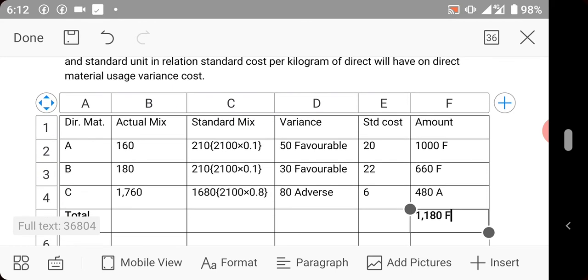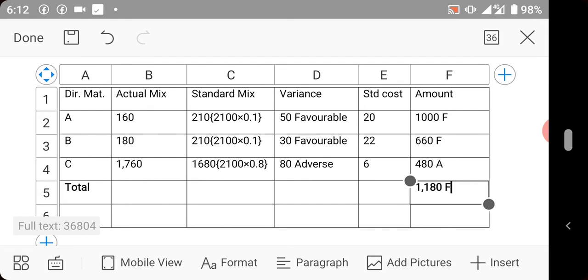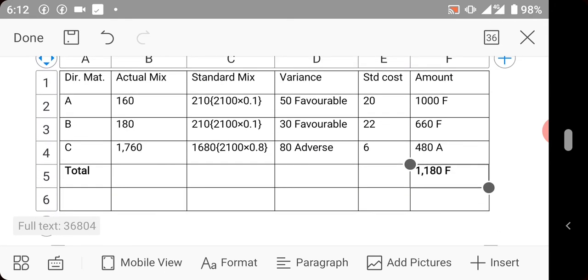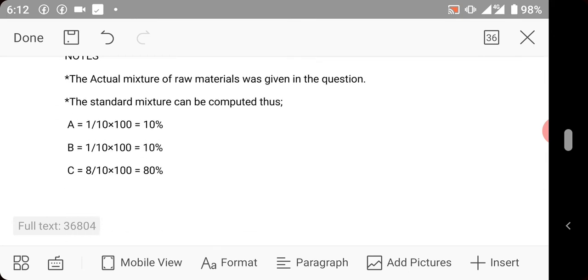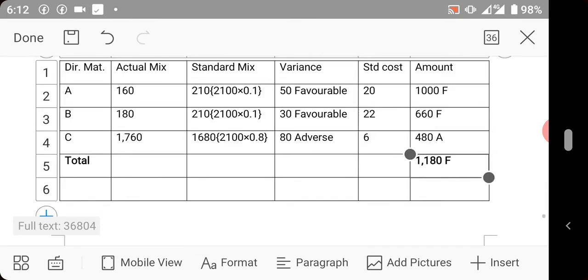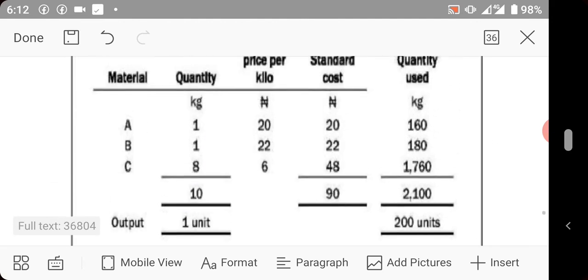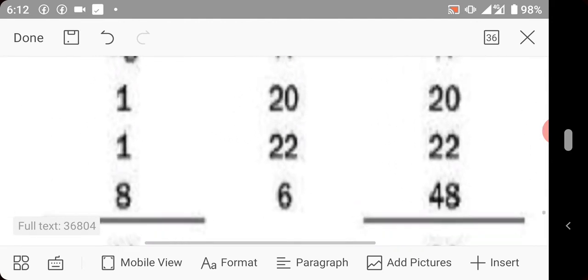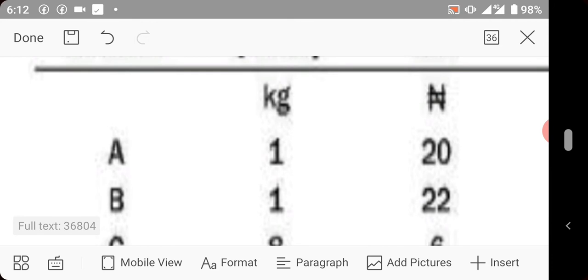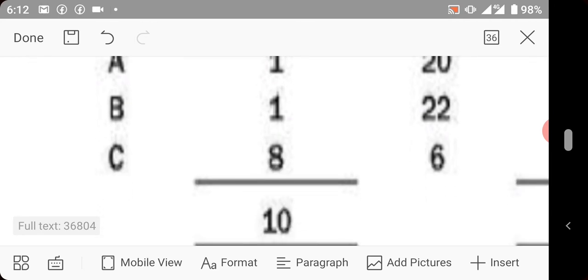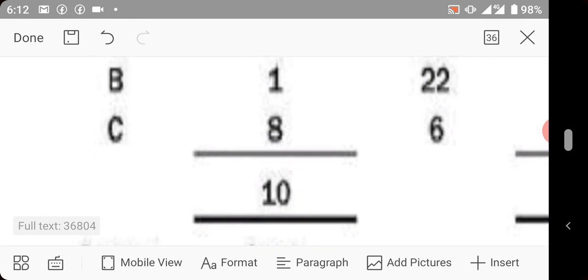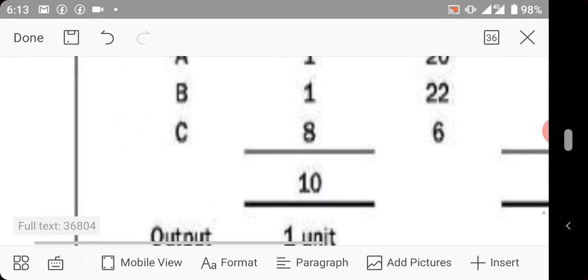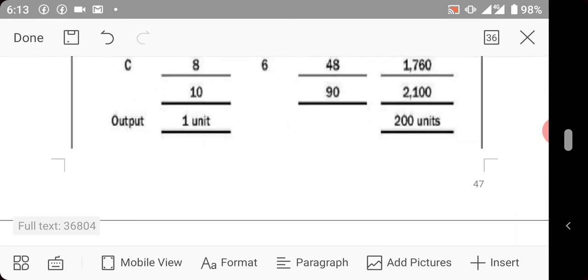It's very, very simple. So just put all your actual mix here. Standard mix will be based on proportion. And that proportion is this. How do you get 1 over 10? It is this 10 here. 1 divided by 10 for A will give you 10%. 1 divided by 10 for B will give you 10%. 8 divided by 10 for C will give you 80%. So that is how it was got.